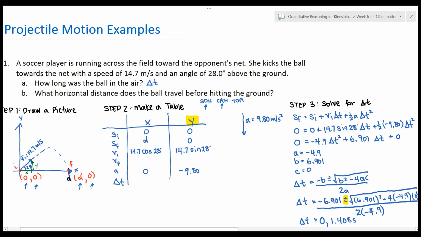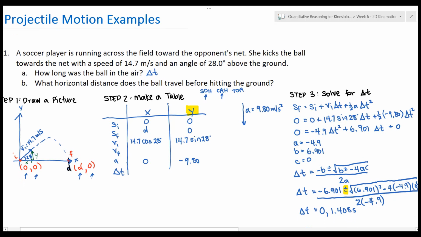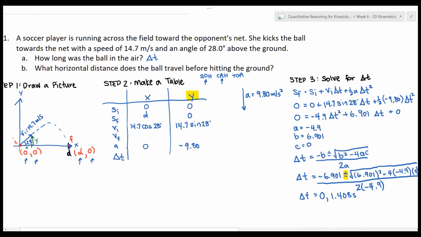All right, so the question says, how long was the ball in the air for? So delta t is 0. That was at the beginning. The time was 0 at the beginning when I first kicked the ball, or the girl first kicked it. And then delta t, the time, is 1.408 when it hits the ground again. So the ball was in the air for 1.408 seconds. So that's the answer to part A. I'll just put a box around it so we know this is the correct answer.